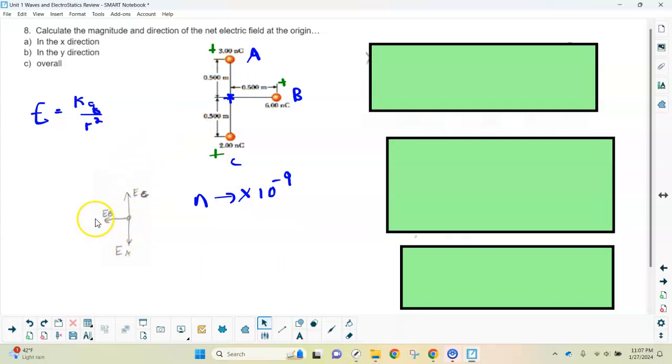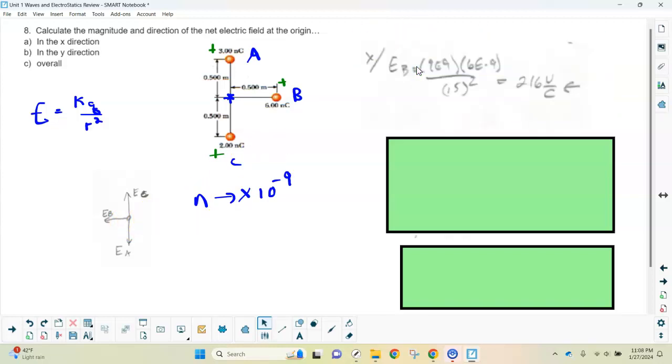So B is the only one that's going in the X direction. A and C are in the Y, and they're going opposite to one another. So whichever one has a bigger electric field is going to dominate and win that directional electric field battle. So for the X direction, let me just get rid of that box. I said EB is equal to 9 times 10 to the 9 times 6 times 10 to the negative 9 divided by 0.5 squared. So when I do that, I got 216 newtons per coulomb, and again, I said it was going to the left.